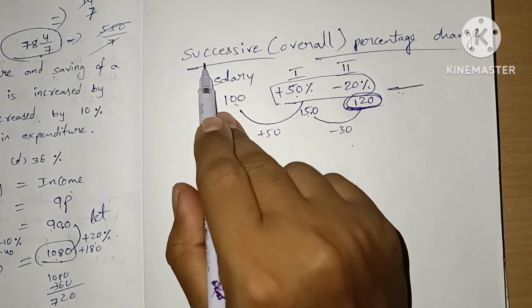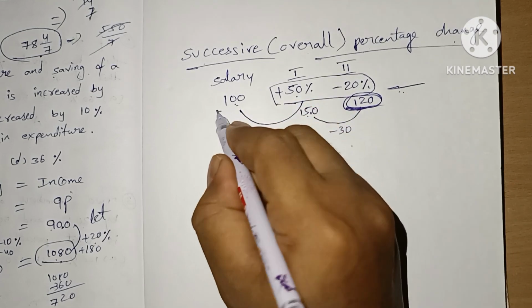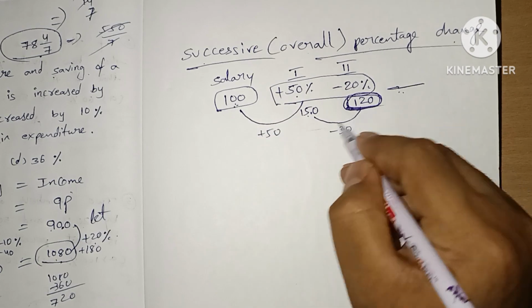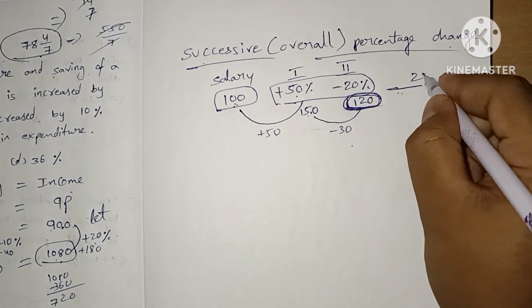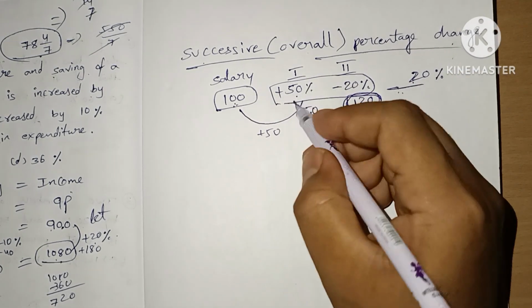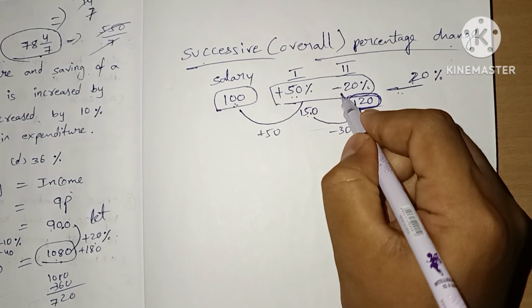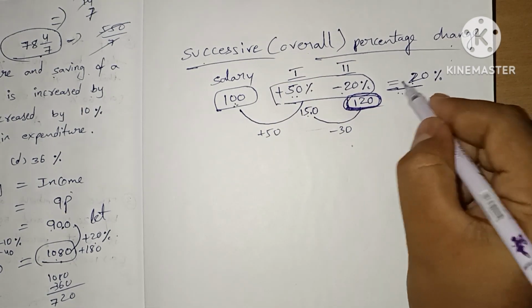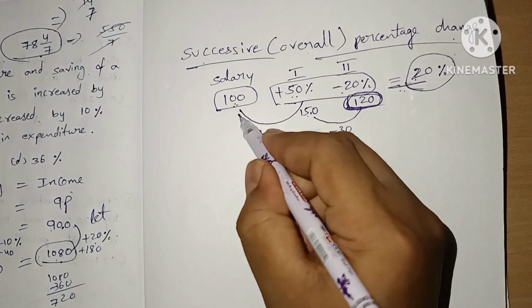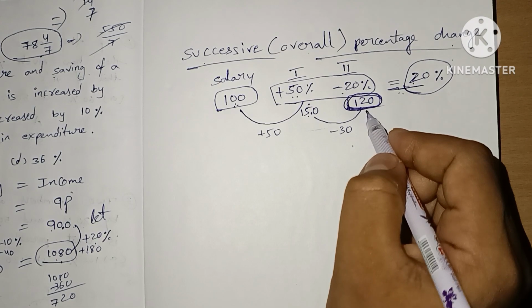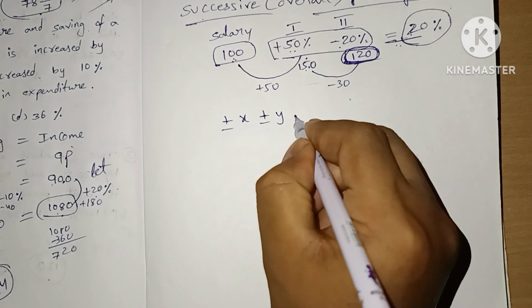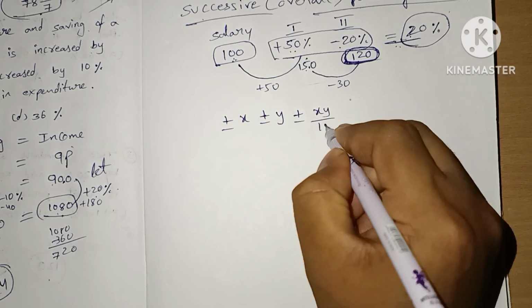The topic is successive overall percentage change. At first he gets 100, now he is getting 120. The overall percentage change between these two is 20%. So plus 50 and minus 20 percentage, the successive percentage change becomes 20. To find this percentage without using the basic traditional method, we have a formula: plus or minus x, plus or minus y, plus or minus xy by 100.